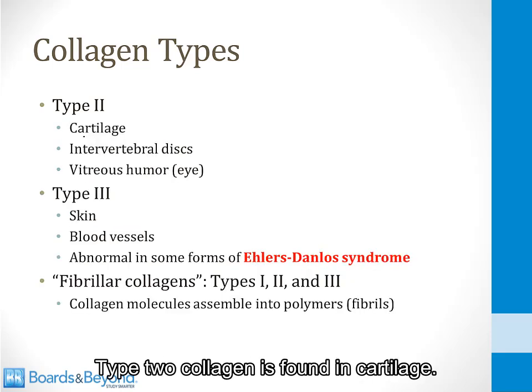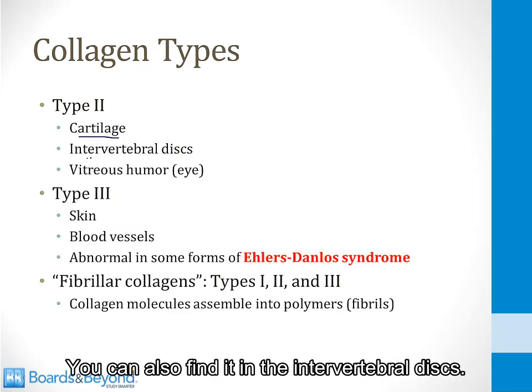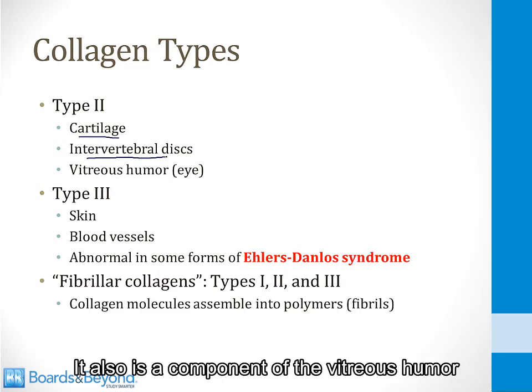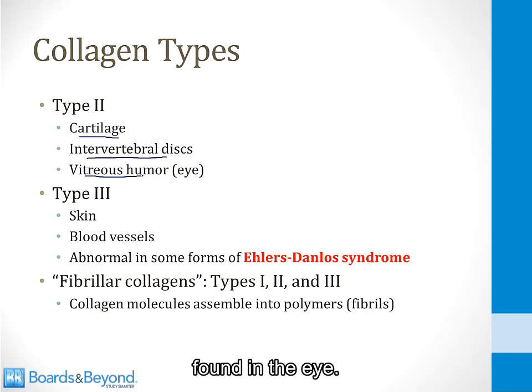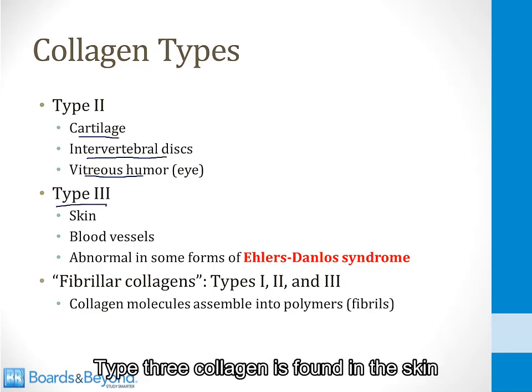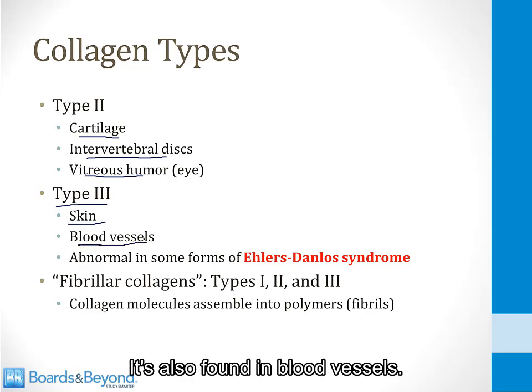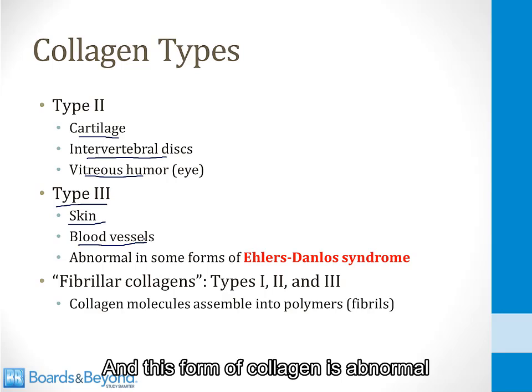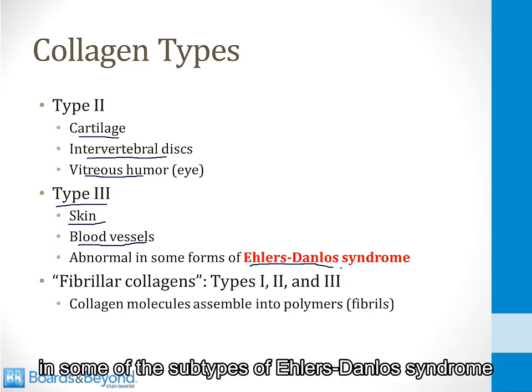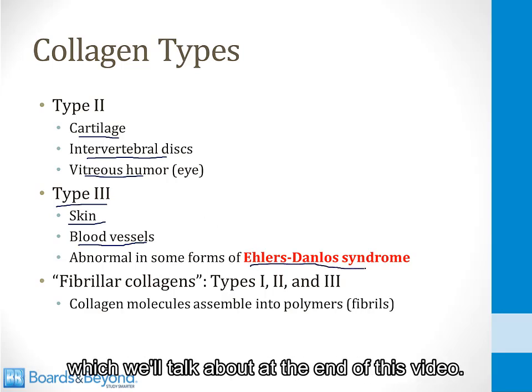Type 2 collagen is found in cartilage. You can also find it in the intervertebral discs. It also is a component of the vitreous humor found in the eye. Type 3 collagen is found in the skin, just like type 1 collagen. It's also found in blood vessels. This form of collagen is abnormal in some of the subtypes of Ehlers-Danlos syndrome, which we'll talk about at the end of this video.